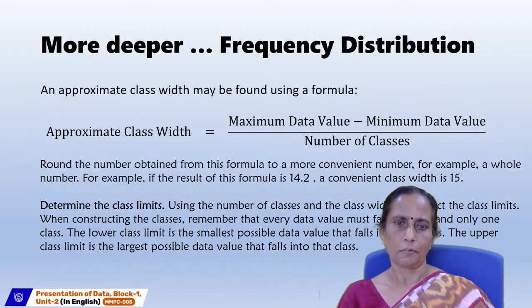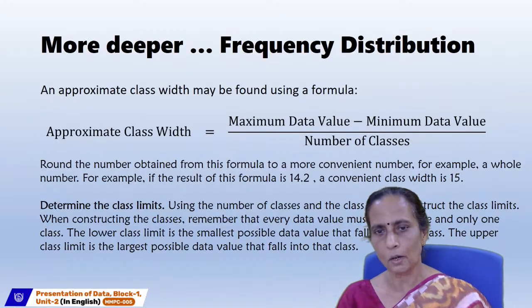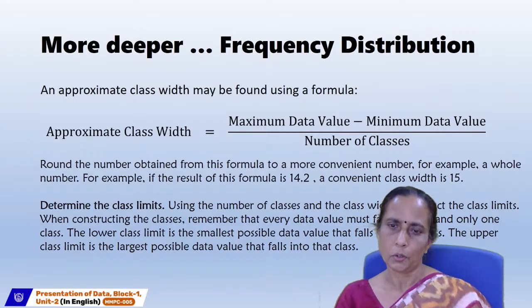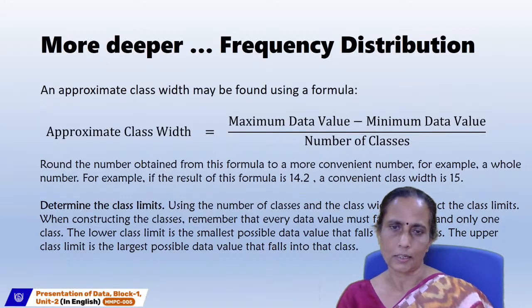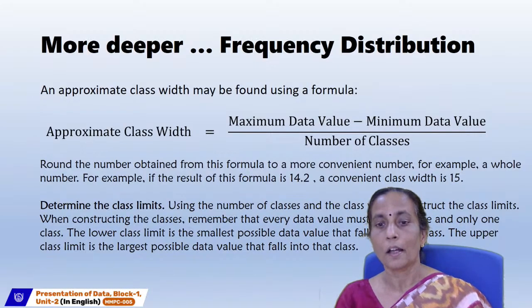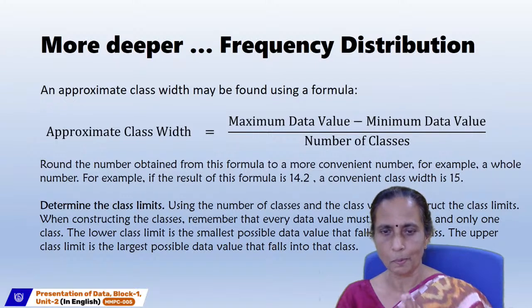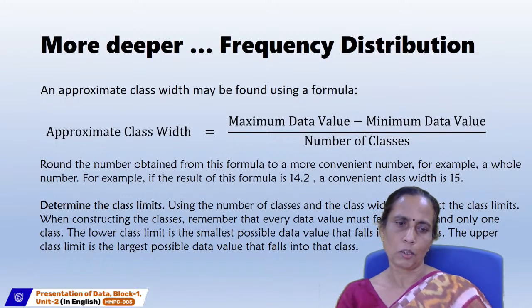So, if the result of this formula comes out to be, say, 14.2, then conveniently you make the class width 15. And it is always advisable that your class width should be a multiple of 5, to make further calculations easier by using that specific class interval.